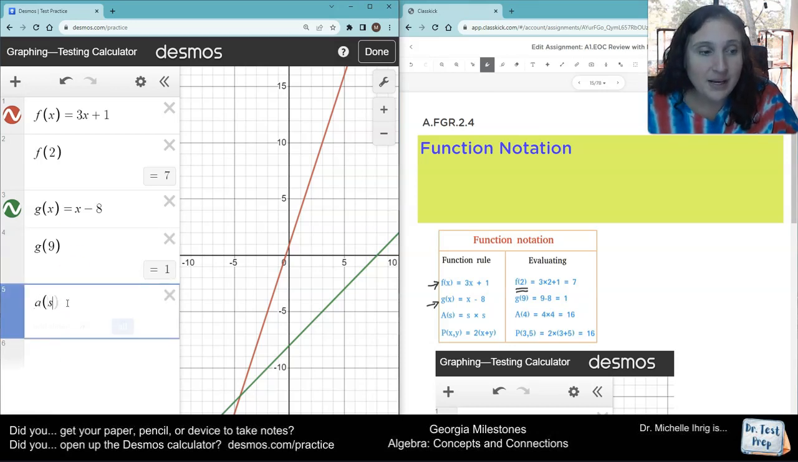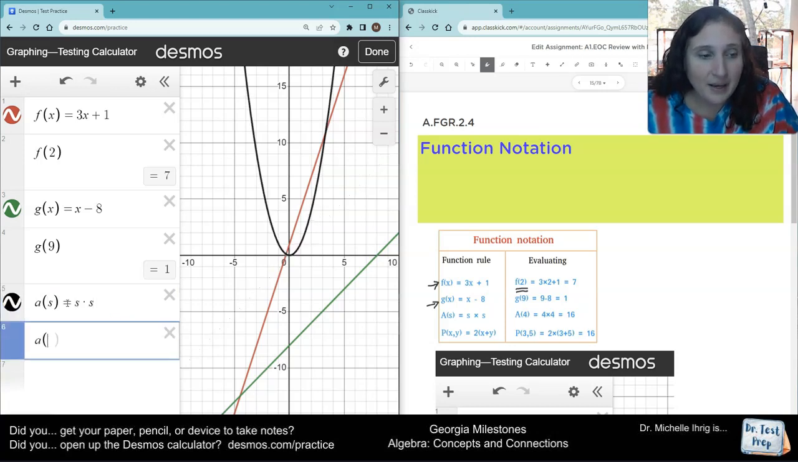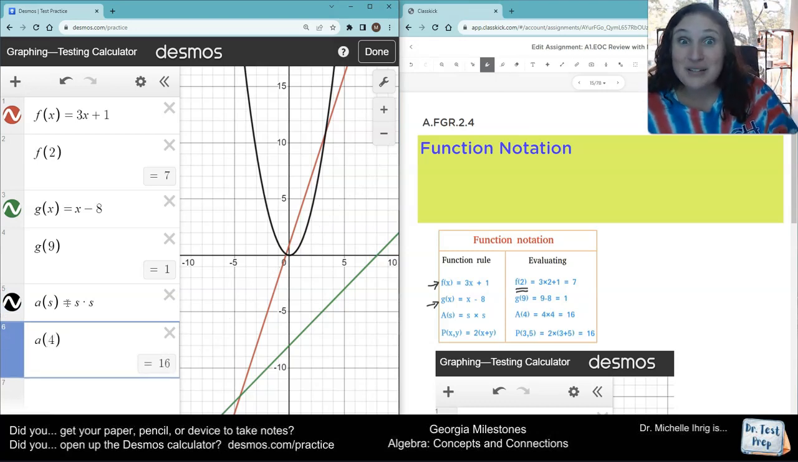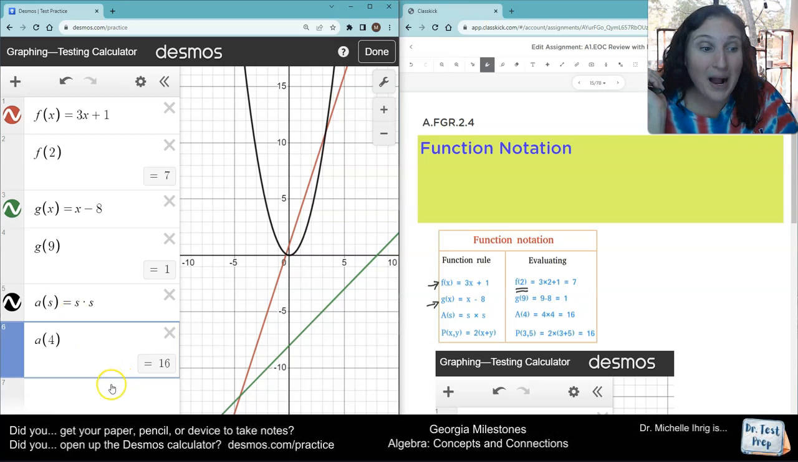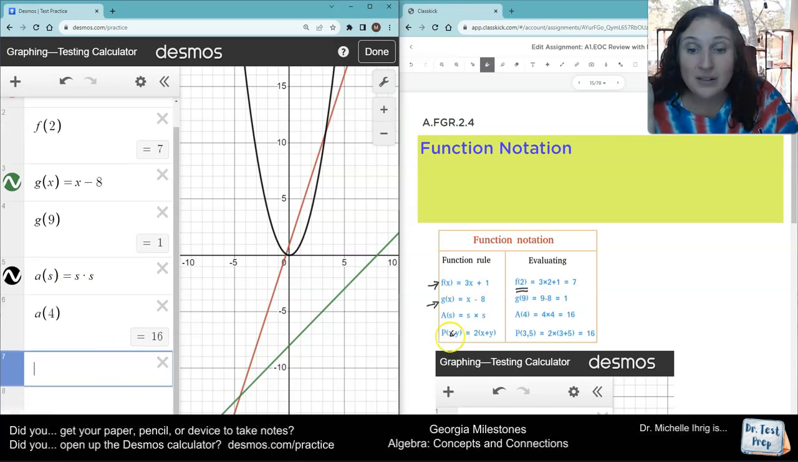Notice how it says, what's a of s? And it says s times s. Now, watch what happens. It's not going to know how to do that problem. Oh, it did know how to do that problem. I wasn't even expecting it to be so smart. It even knew how to do that problem, even though the letters were different. Wow, I just learned something new. Let's look at this next one.